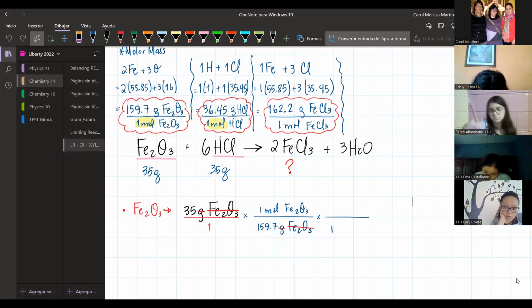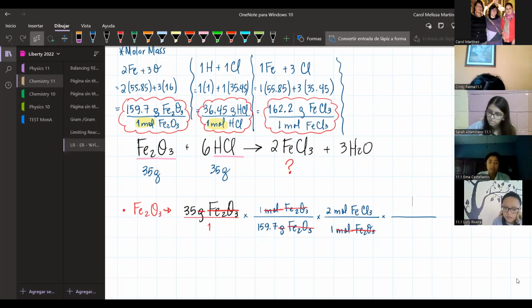1 mole iron 3 oxide. And how many moles of iron 3 chloride? 2 moles of iron 3 chloride. I get rid of moles with moles and iron 3 oxide with iron 3 oxide. And we continue. What is the last step? Molar mass of which? Of the substance that I'm dealing with, that is iron 3 chloride, okay?